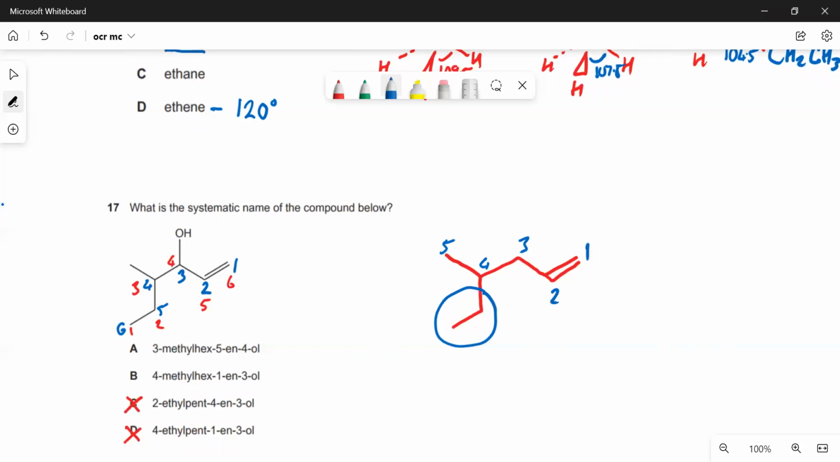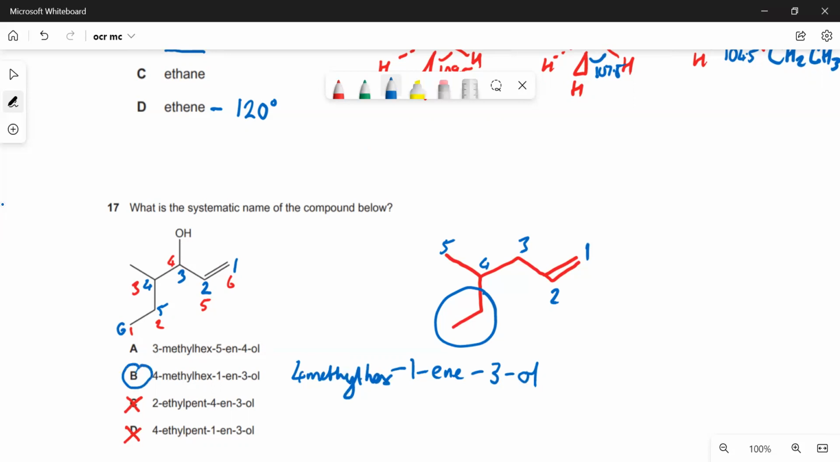Right, and so should we use the blue numbering? If we use the blue numbering, we can see we've got the double bond between 1 and 2, so that's going to be 1-ene. And the OH is on number 3, so that's 3-ol. And we've also got a methyl group on number 4, so it's going to be 4-methyl hex. So you can see B is the right answer.